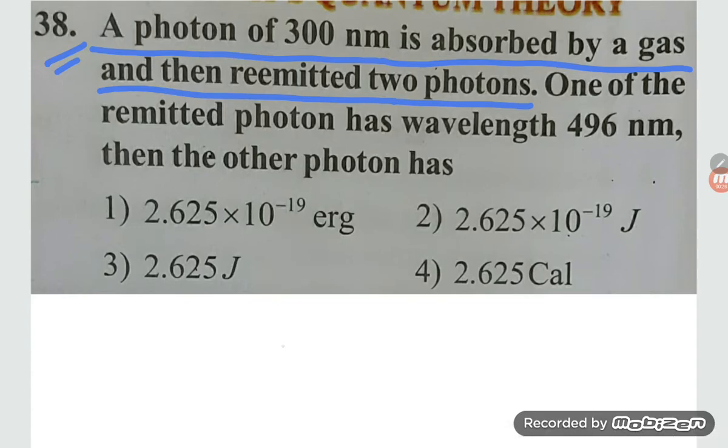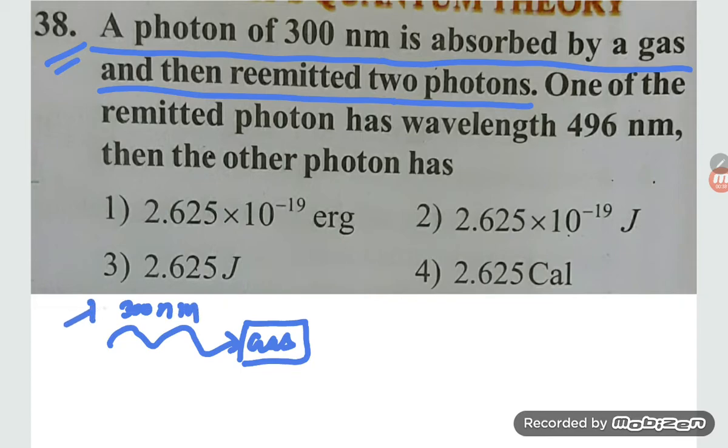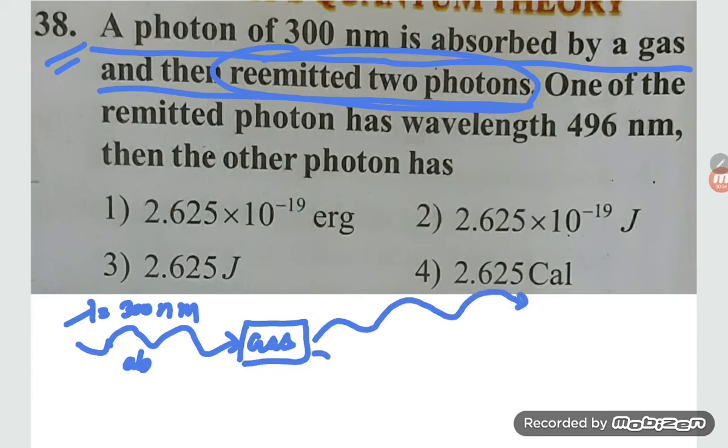Suppose one gas is there, student, and one photon is falling like this on this gas, right? And this wavelength is given as 300 nanometer. So lambda is equal to 300 nanometer, and this lambda is the absorbed light. Then they are saying it re-emits two photons. So how is it re-emitting, student? This is going to re-emit, and another is going to re-emit like that.